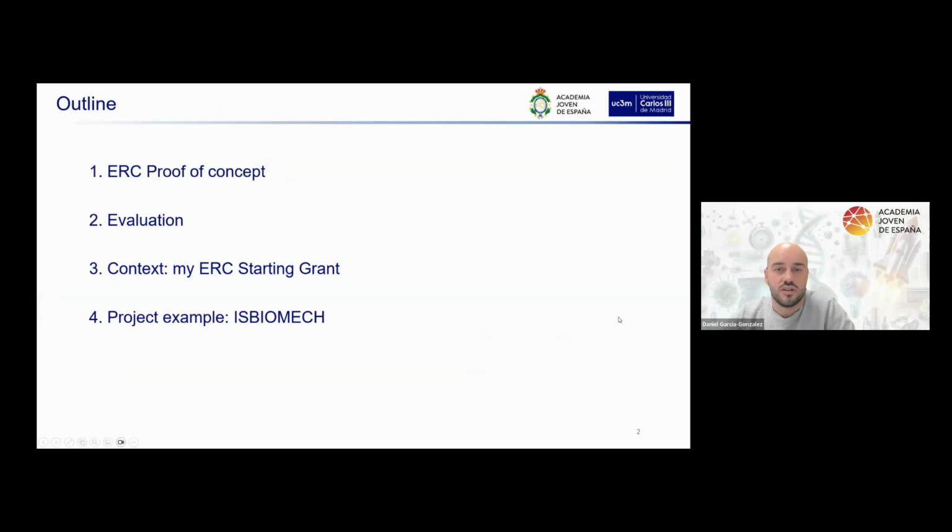Basically, today we're gonna discuss different topics about the ERC proof of concept. We're going to have different contributions. So now I will start with overall what an ERC proof of concept is, some tips about the evaluation of this, and then I wanted to introduce my previous ERC starting grant, and how I link the different proof of concepts to this ERC.